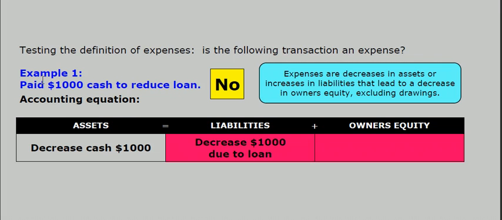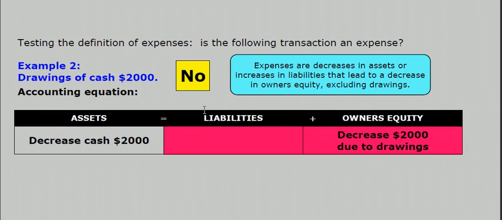This first example shows a business that paid $1,000 cash to reduce a loan. How does this impact the accounting equation? We would decrease our cash assets by $1,000, so that part of the definition has been met, but it leads to a decrease in the liability of $1,000. There is no impact on owner's equity, hence it cannot meet the definition of an expense. It does not impact owner's equity.